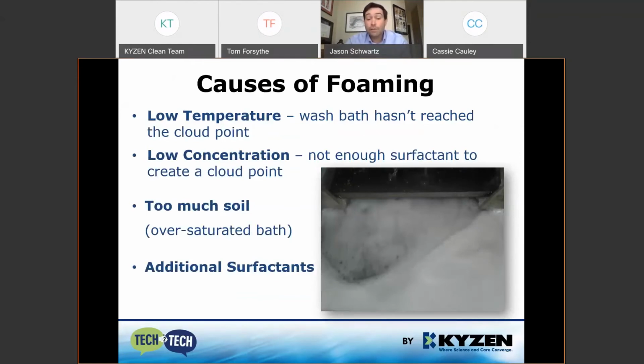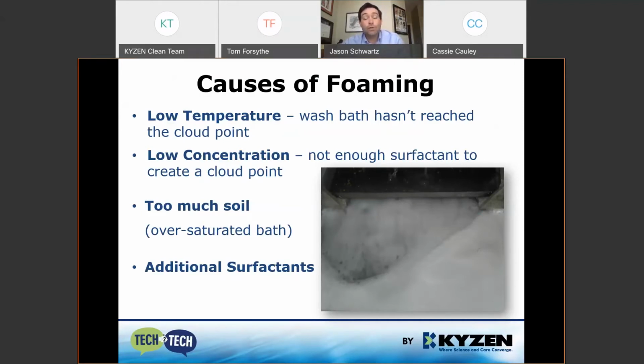Most of the time we see cloud points at around 130 degrees Fahrenheit, but they can creep up over time. This is why our sweet spot is generally in the 150 range when operating a wash bath. The second thing that's kind of counterintuitive, but true nonetheless, is low concentration. Essentially, you don't have enough surfactant in the solution to create a cloud point. If all that surfactant remains soluble in solution, it's going to be available to propagate foam.